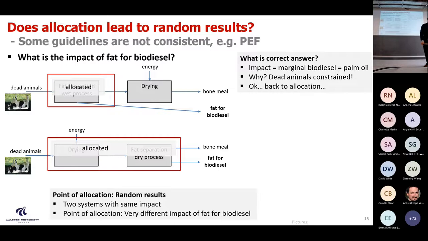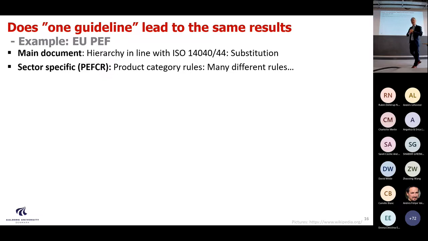Then you could ask, with a guideline such as the PEF guideline, if we have one guideline and everyone just agrees to use the same guideline, do we then all have the same results? Then it could be nice, then we can say, okay, there are a few errors, a few random results, but we all calculate in the same way. So we have comparable results. Is that what we will have? Okay. I have just taken a look in the main document of the EU PEF guideline.